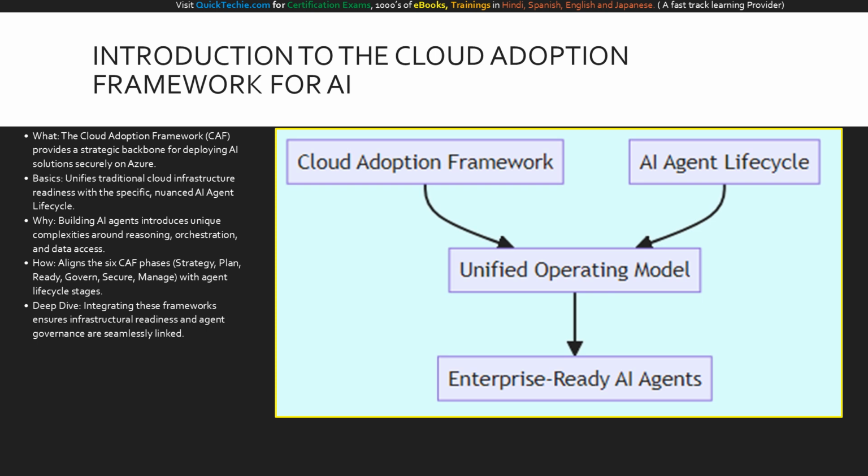By mapping the CAF phases directly to the agent lifecycle stages, we ensure that infrastructural readiness and agent-specific governance are inextricably linked. The final node at the bottom represents the ultimate outcome: enterprise-ready AI agents. This diagram highlights that building AI agents is not a standalone software development task. It is deeply embedded in your organization's broader cloud and security strategy. When these 2 frameworks work in harmony, you build agents that are not only highly capable, but also inherently secure, governed, and perfectly aligned with your Azure environment.